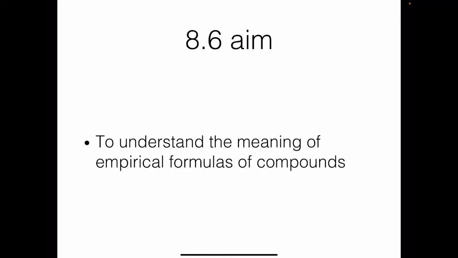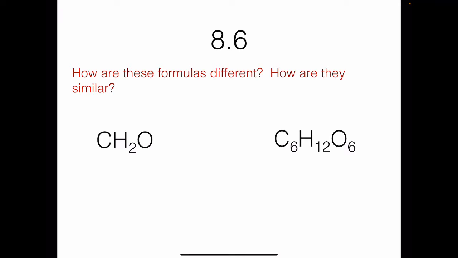For this last day of notes, we're going to be taking one topic and breaking it up into 3 different sections. So for the first section, our aim is to understand the meaning of empirical formulas of compounds. We have been looking at empirical formulas already. We just need to understand what they mean. So looking at these formulas, we should be able to answer these 2 questions. How are they different and how are they similar?